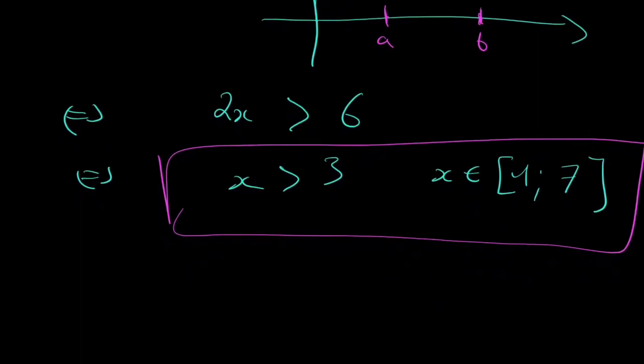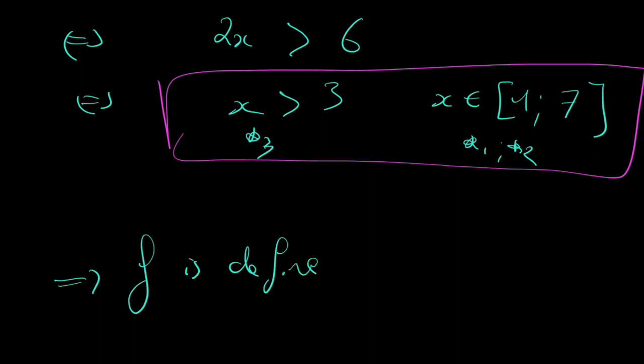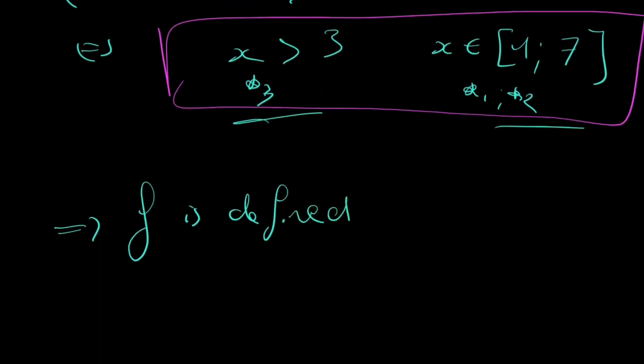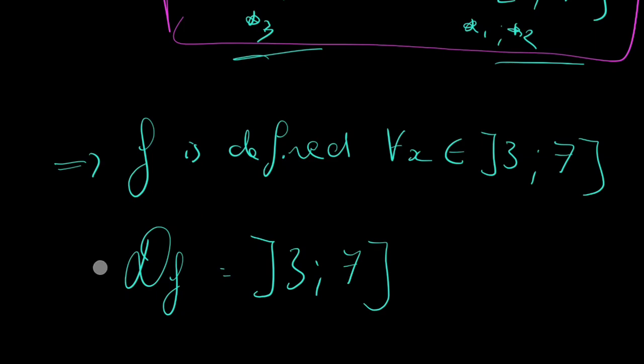And this means that we want, so this comes from star 3 and this comes from star 1 and star 2. And so this implies that f is defined when we've got this thing and these things. So for all x in 3 excluded, because you want it to be strictly more than 3, and 7 included, which means that the domain of definition of f is equal to 3 excluded, 7 included. And we have solved our exercise.